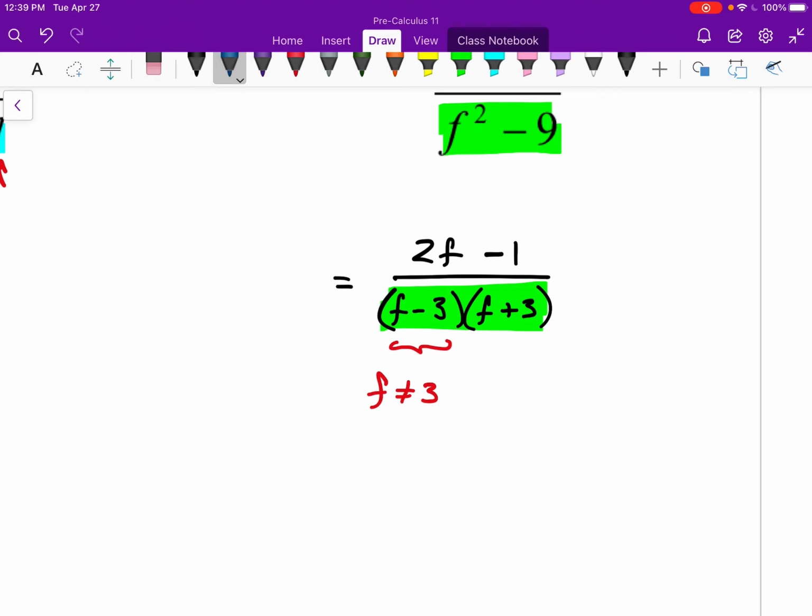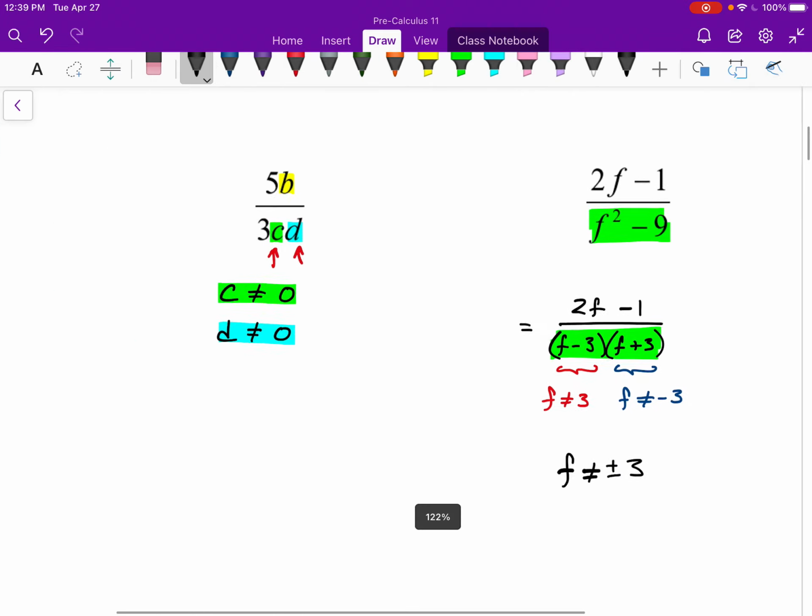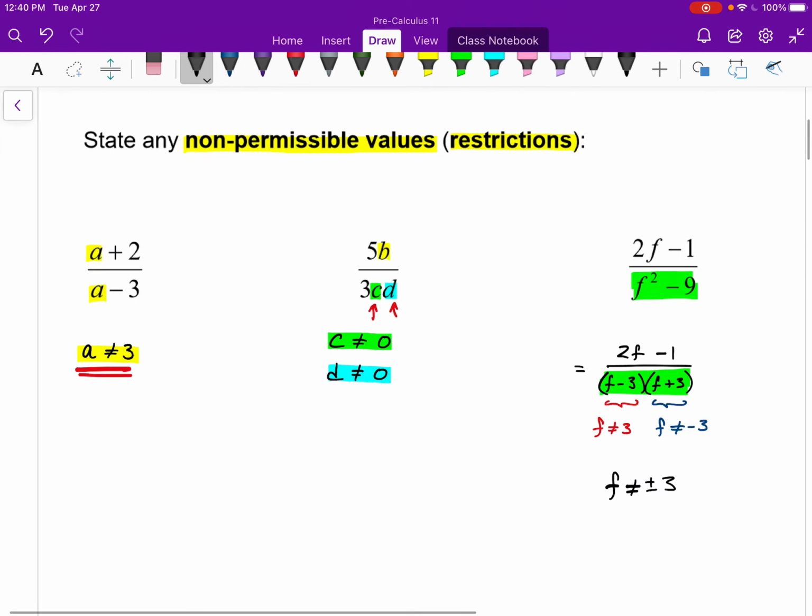And I can also tell from this particular factor that f cannot equal -3. Because again, same idea. Once that one factor becomes 0, since the rest is all multiplication, 0 times anything else is 0. So put that all together, we can say f cannot equal plus or minus 3. There's my restriction. And so the phrases restrictions and non-permissible values are interchangeable. I'll usually say restrictions, but you should just know they both mean the same thing.